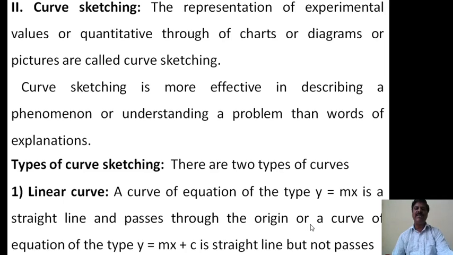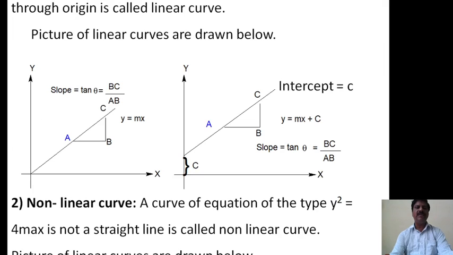We can also say that a curve of equation of type y is equal to mx plus c is a straight line, but it does not pass through the origin. A curve of equation of type y is equal to mx plus c is a straight line, but not passing through the origin, and is called a linear curve. Therefore, a linear curve is a curve obtained from the equation y is equal to mx, which is a straight line passing through the origin.